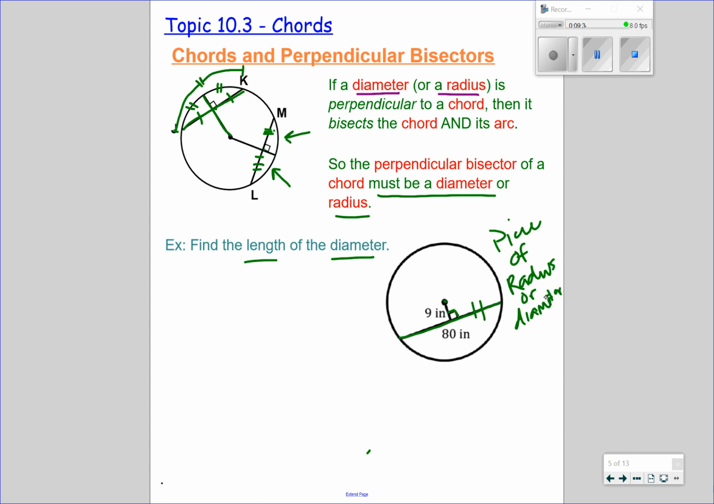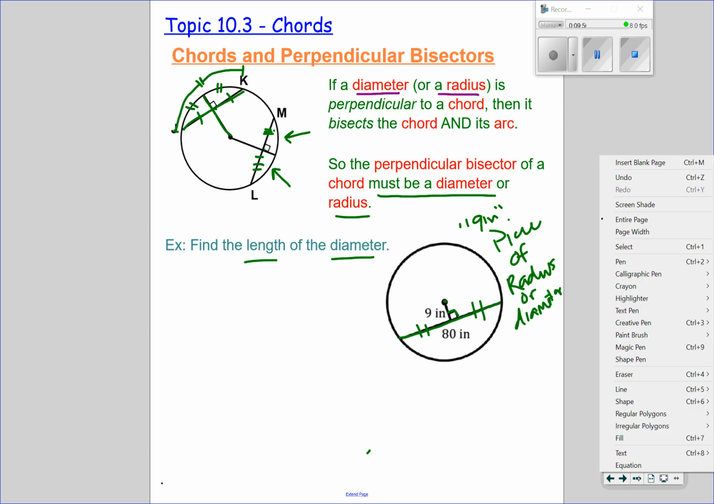Okay, so this 9 is actually a piece of the radius or the diameter. And we know that it's perpendicular to this chord, so this must be cut in half. So they asked us to find the length of the diameter. Well, in order to find the length of the diameter, it might help us to know the radius.